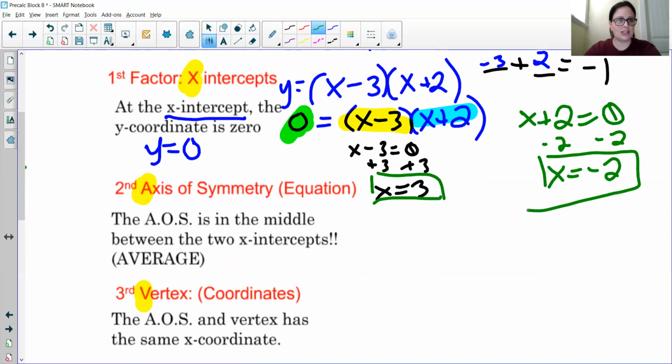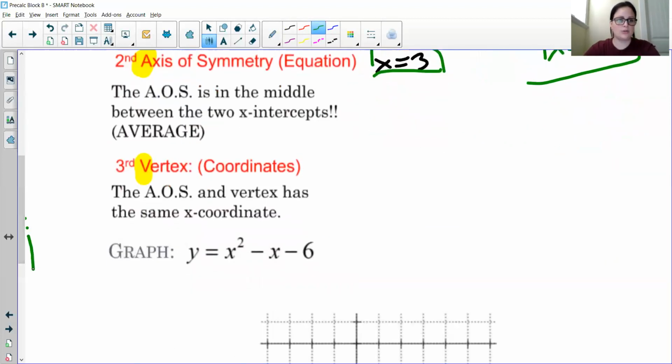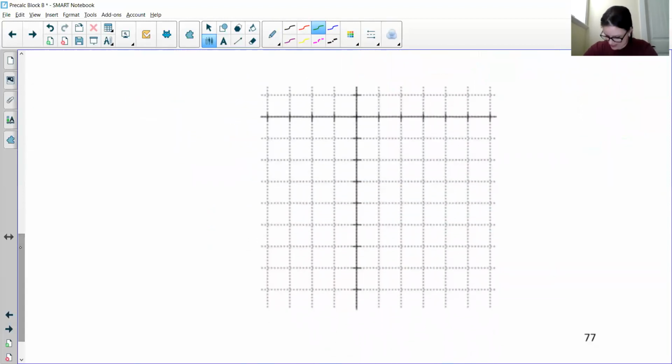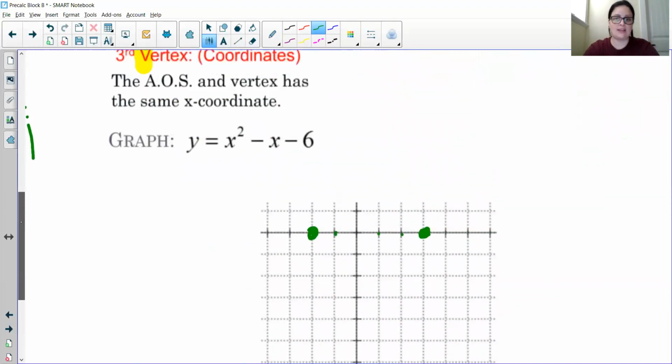So when we're sketching, I'm just going to go down to the bottom of the page here. We know that x is going to be 3, so 1, 2, 3. Here's one of my x-intercepts. And we know the other x-intercept happens at -2, so 1, 2, here's my -2. These are my two x-intercepts that I found in the first step of Xavier's method.